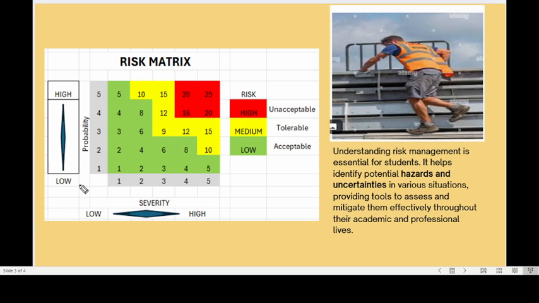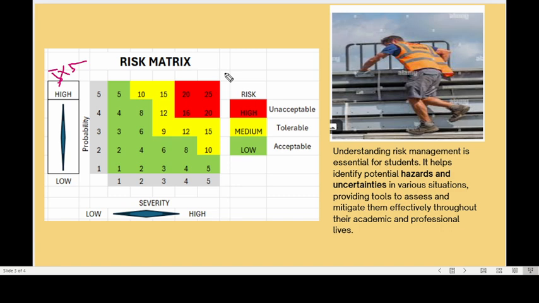HIRA is one of the most critical documents used by the safety department. You can see in this slide the 5 into 5 risk matrix formula. Every safety professional must understand how to prepare and interpret HIRA because it forms the foundation of all risk control measures at the workplace.